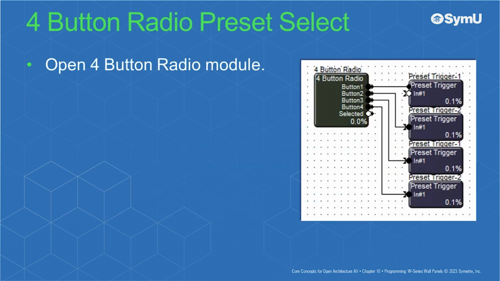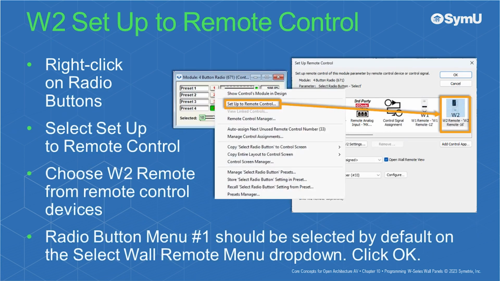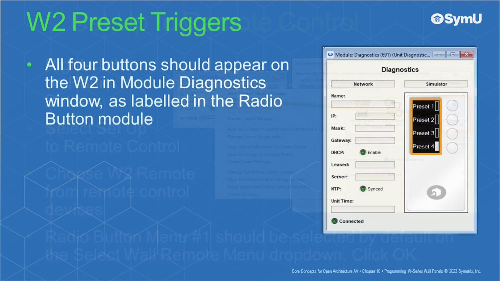Open the 4-button radio module. Right-click on the radio buttons and select Setup to Remote Control. Choose the W2 remote from the Remote Control Devices. Radio button menu number 1 should be selected by default on the Select Wall Remote menu drop-down. Click OK. All 4 buttons should appear on the W2 in the Module Diagnostics window, as labeled in the Radio button module.